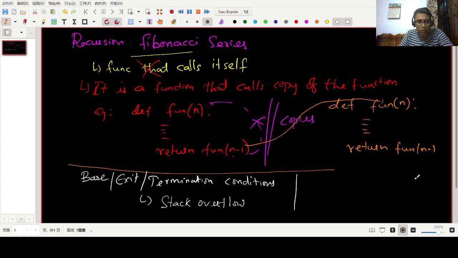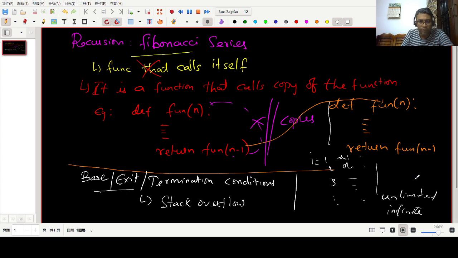Why is it a stack overflow? Because it keeps on looping, and with each iteration, each calling of a function, it'll keep on creating multiple functions. It'll be unlimited, it could be an infinite loop. So you have to fix the base or termination condition when you are handling a recursion.